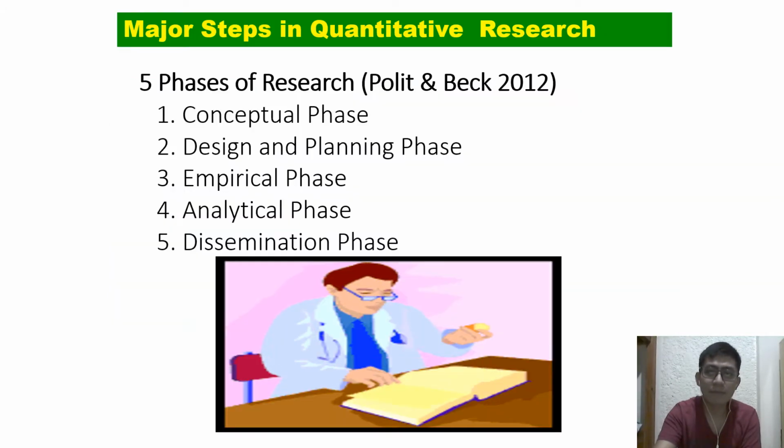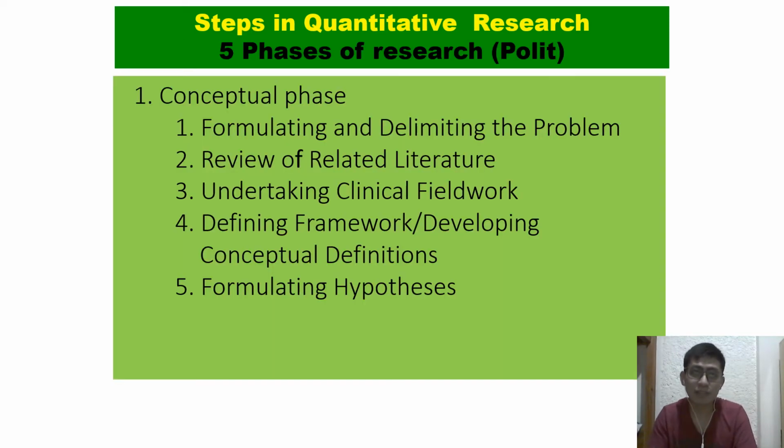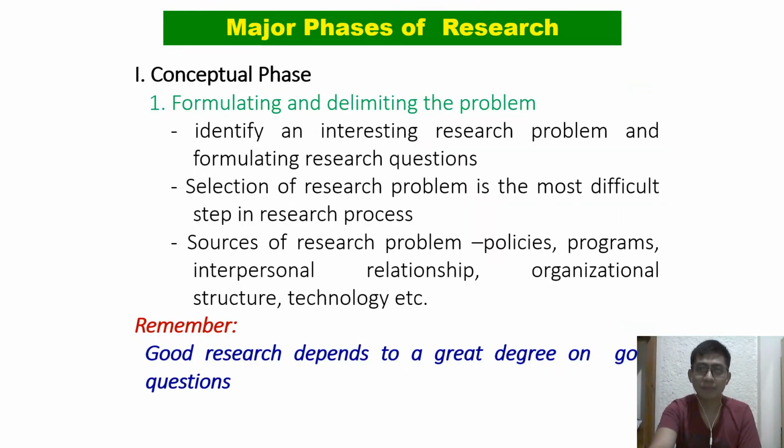So, let's proceed. The five major steps of quantitative research, based on Polit and Beck, are first the conceptual phase, then the design and planning phase, the empirical phase, the analytical phase, and last the dissemination phase. Let's see first the conceptual phase. In the conceptual phase, there are sub-steps: formulating and delimiting the problem, review of related literature, undertaking clinical fieldwork, defining the framework, developing conceptual definitions, and last is formulating a hypothesis.